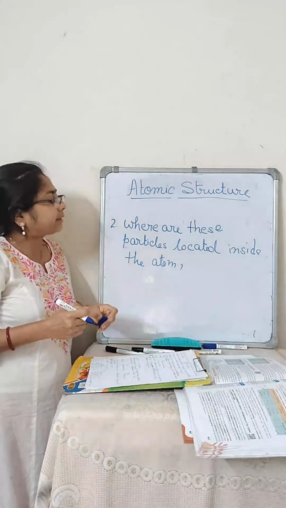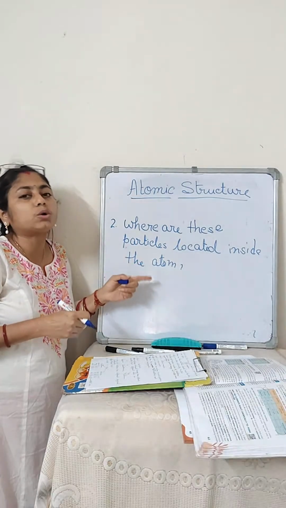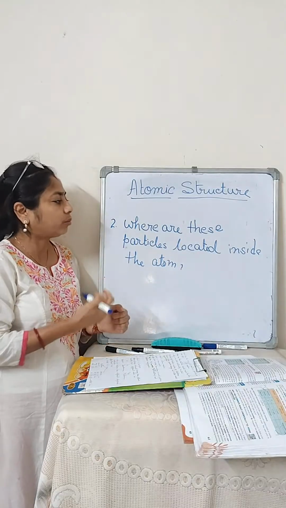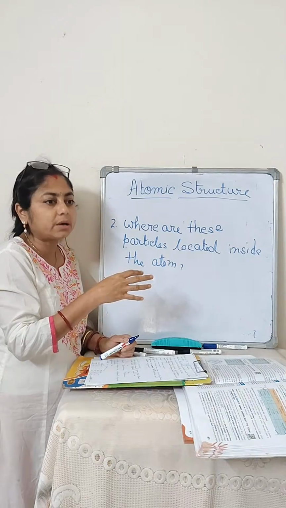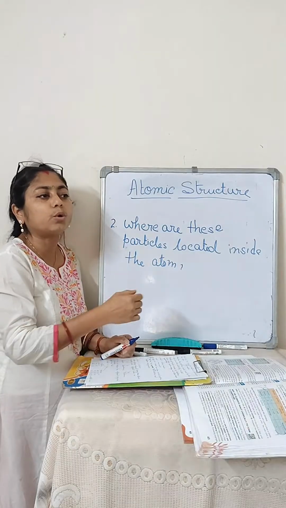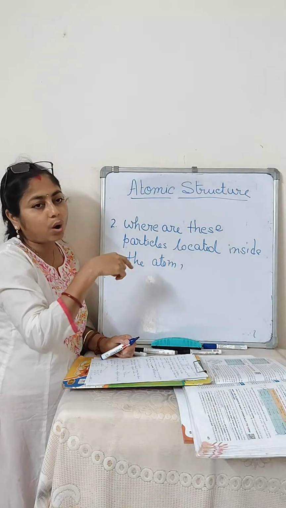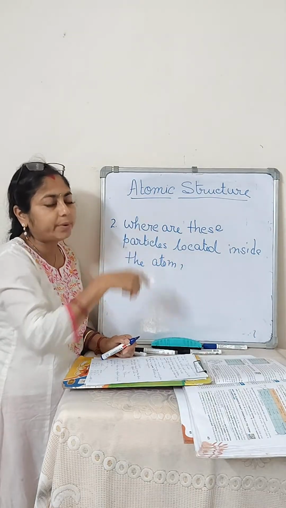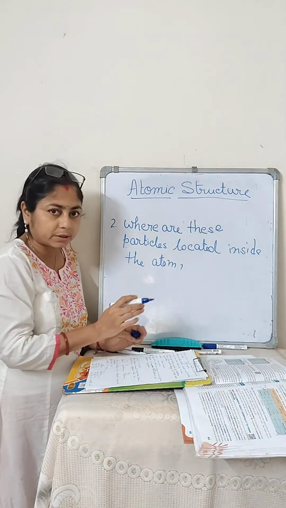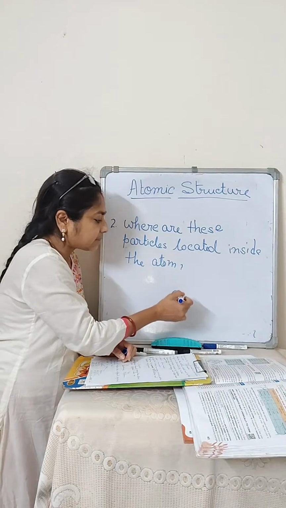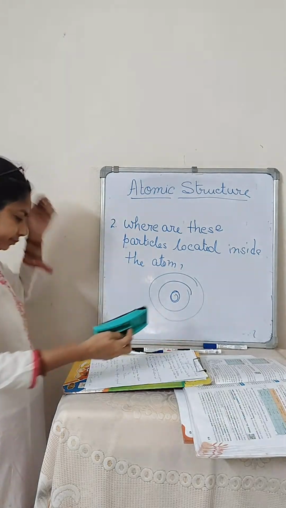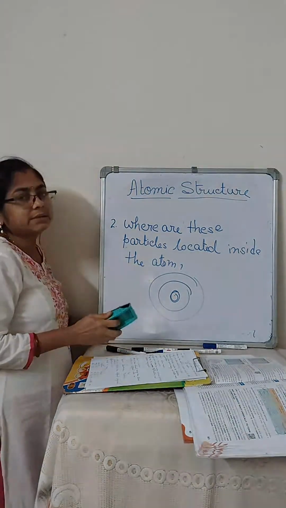Where are these particles located in the atom? This question's answer I gave in the previous question number 1, but I repeat one more time. The proton and neutron are located in the center, it is called nucleus, and all the electrons move around the nucleus, that is the orbit. This is the nucleus and this is the orbit. The electron moves around this orbit. Please write the question.